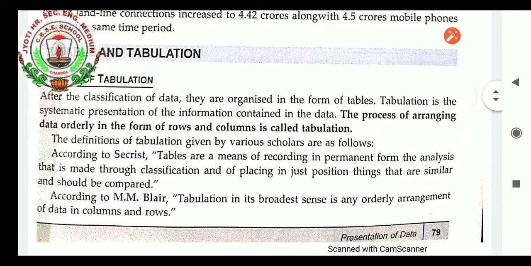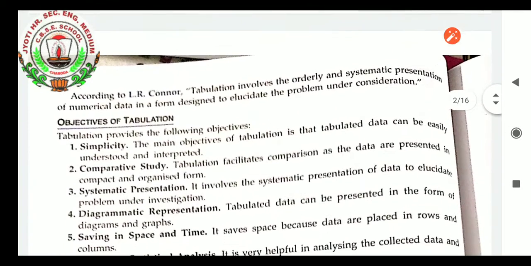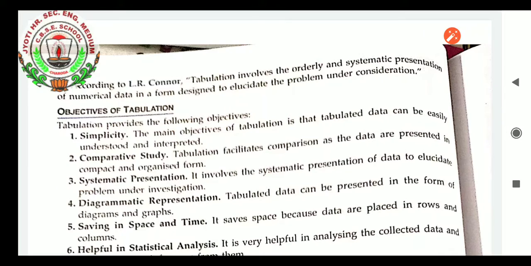The definitions of tabulation given by various scholars are as follows. According to Secrist, tables are a means of recording in permanent form the analysis that is made through classification and of placing in just position things that are similar and should be compared. According to M. Blair, tabulation in its broadest sense is only an orderly arrangement of data in columns and rows. According to L.R. Connor, tabulation involves the orderly and systematic presentation of numerical data in a form designed to illustrate the problem under consideration.